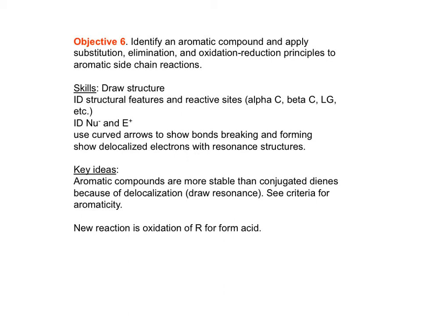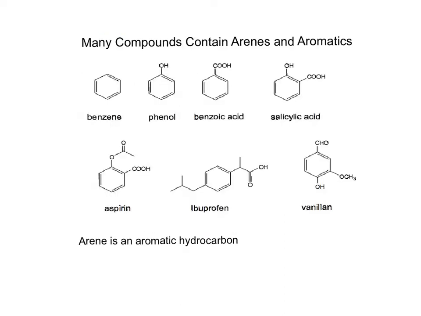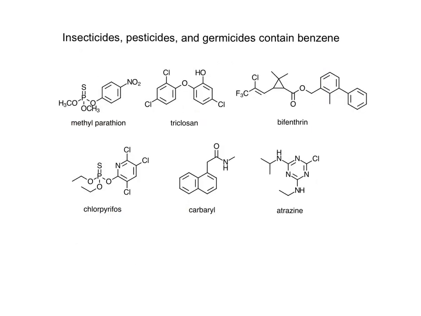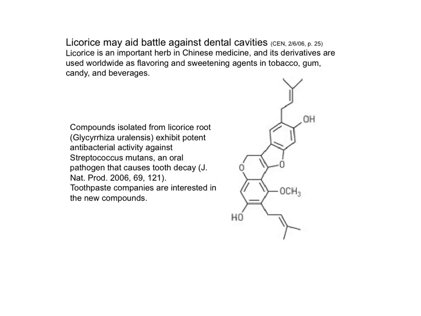In this video, we will look at what makes a compound aromatic. Benzene is the most common aromatic compound. Note that many compounds contain the benzene ring. Here are more compounds that contain the benzene ring. Another compound that contains the benzene ring.